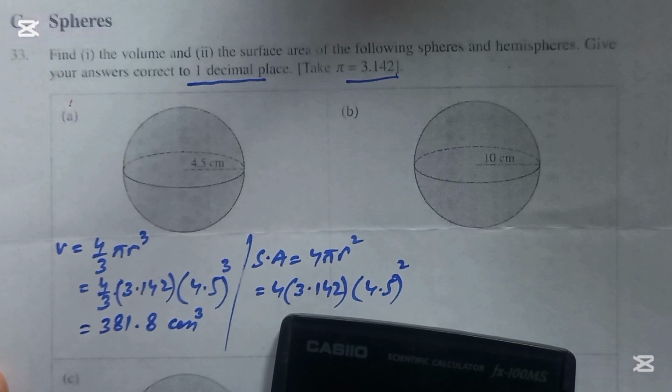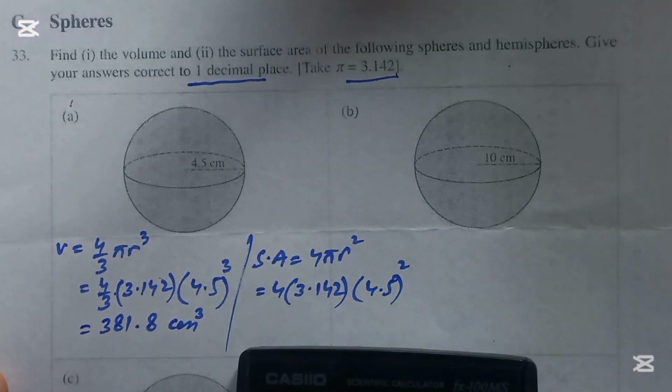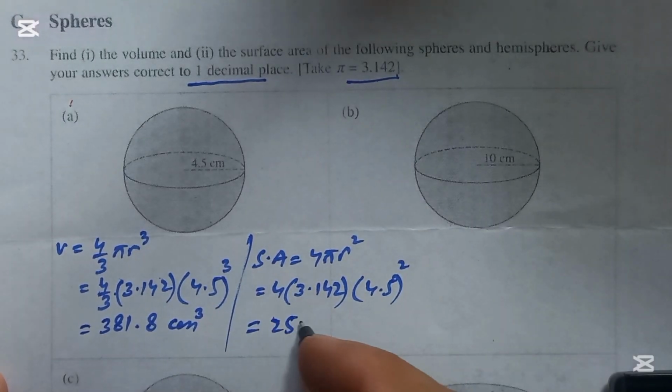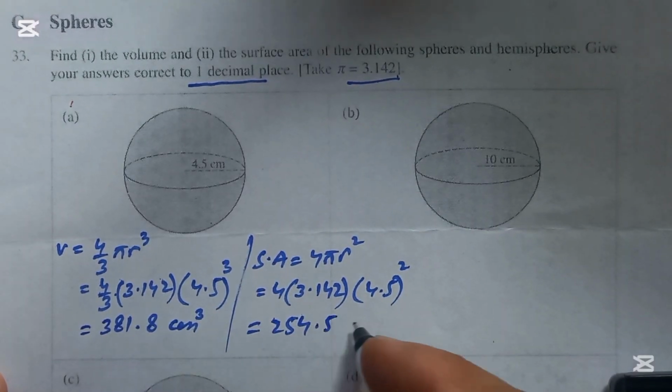4.5 square, multiplied by 3.142, multiplied by 4. So the answer is 254.5. Centimeter square will be the unit.